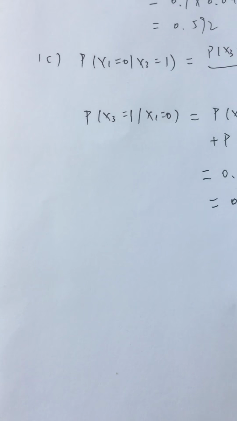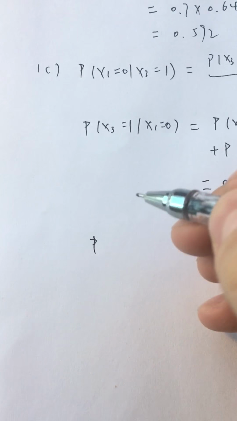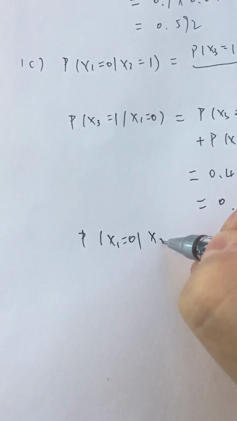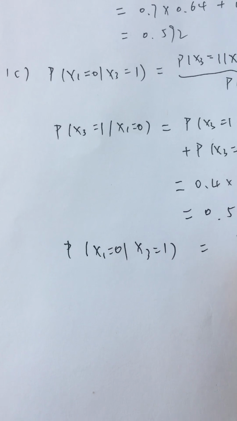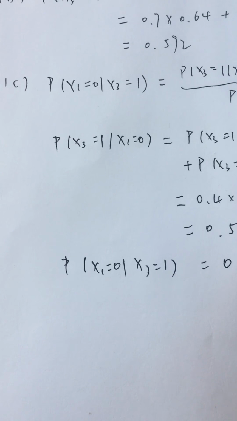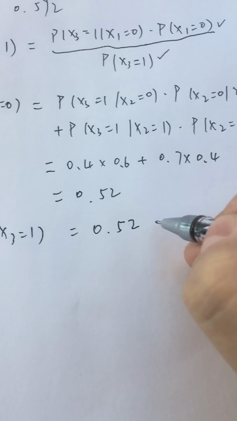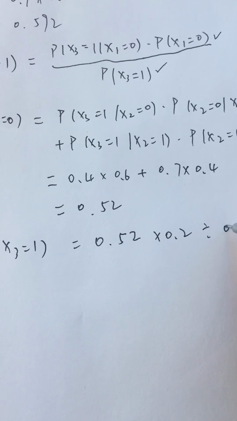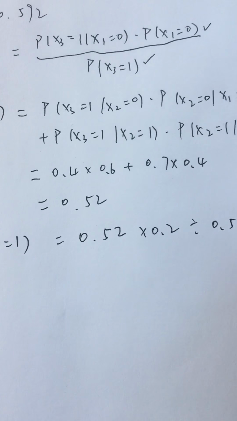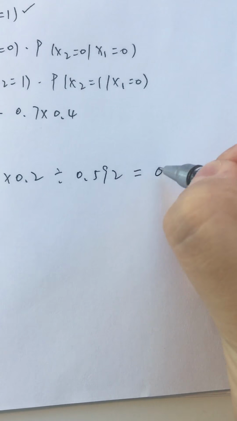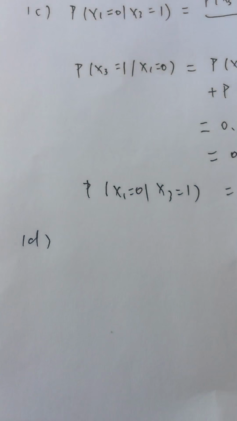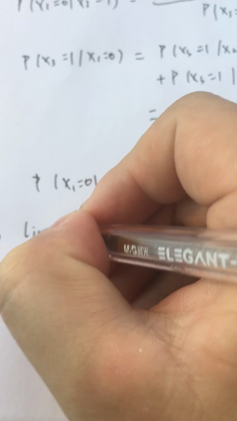0.52, and now we can get the probability of x1 is 0 given x3 is 1, which is 0.55 times 0.2 divided by 0.592, which is 0.176.